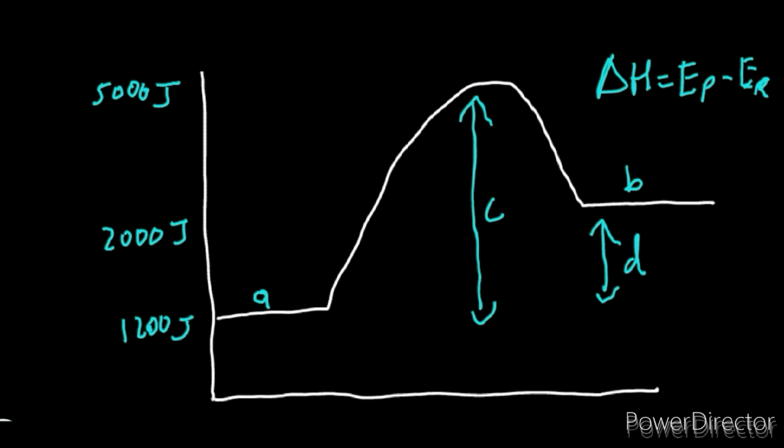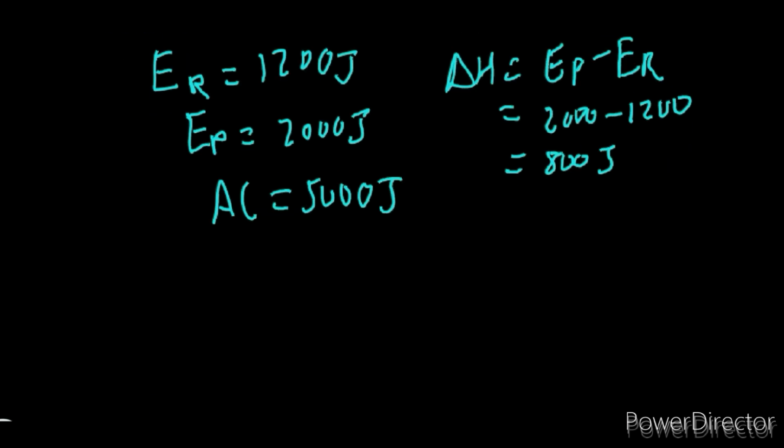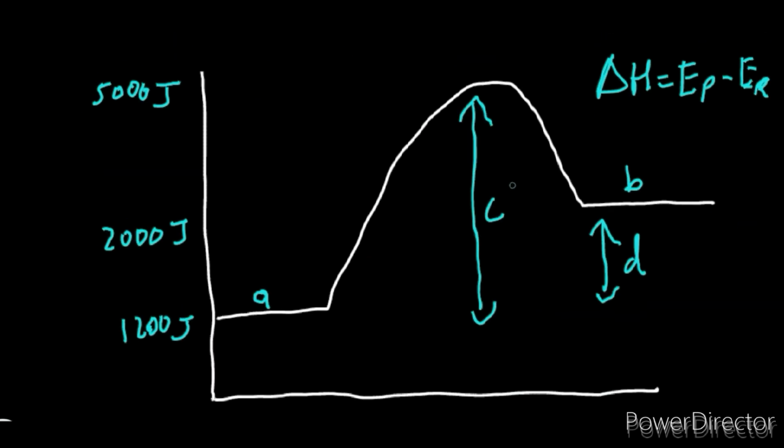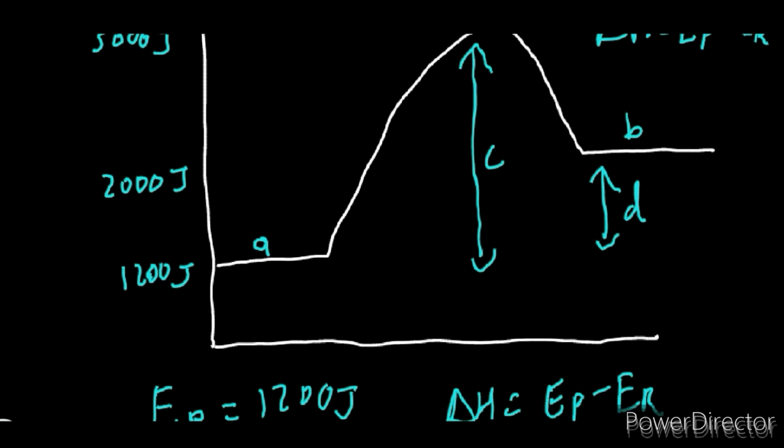Now let's say they ask for the activation energy. What is activation energy? Activation energy is always this portion, from the energy of the reactants to the highest point. Even if the reaction goes the other way, activation energy will always start from the energy of the reactants to the highest point. So that is EA. Activation energy is represented by C in this case.